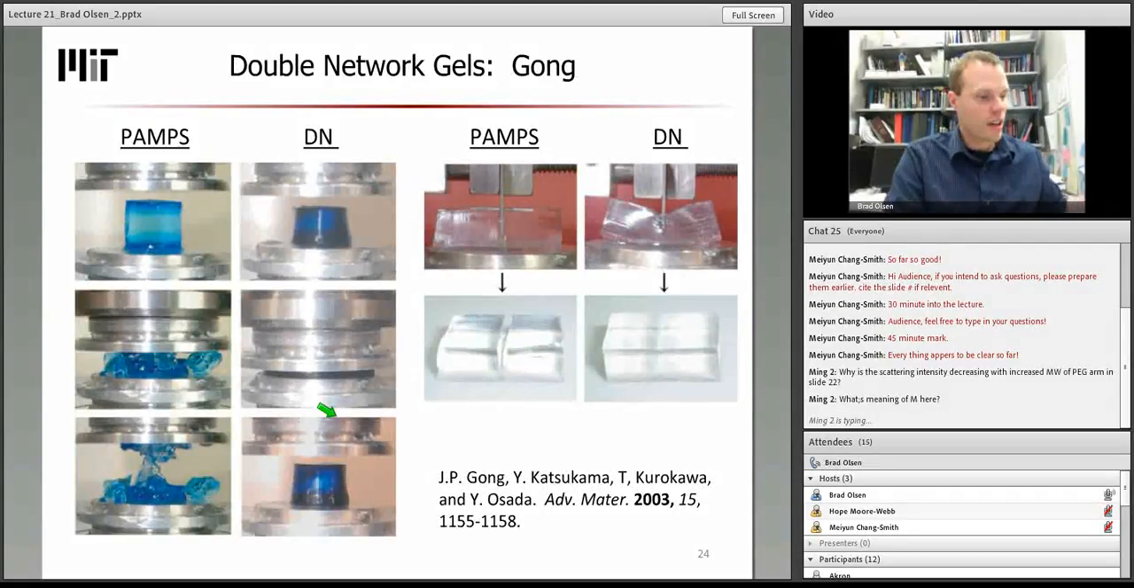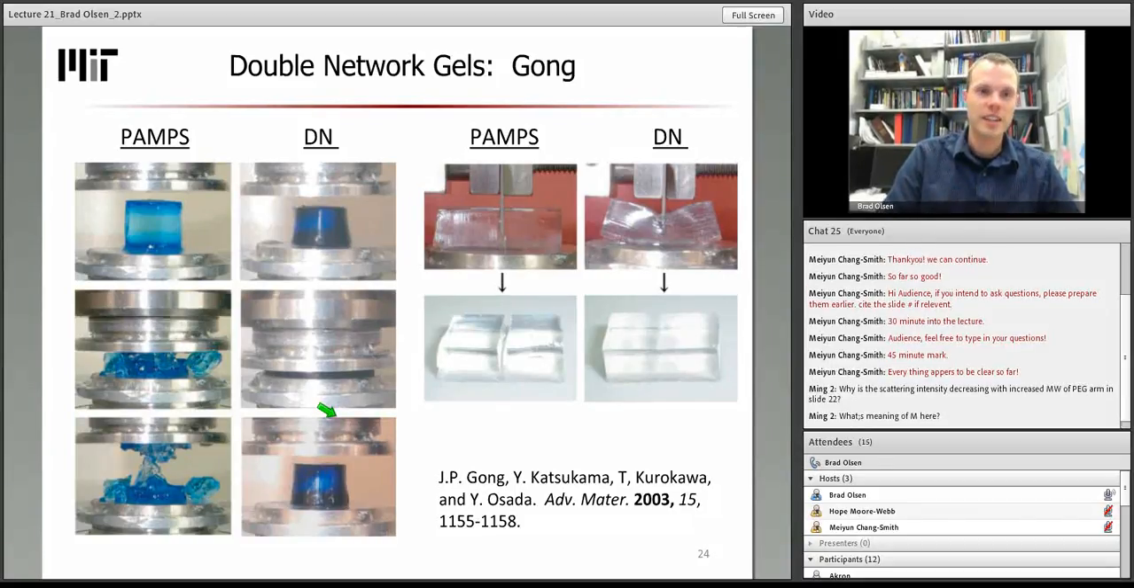Now I want to move on and talk a little bit about these double network type of materials. So these are a couple of figures that are absolutely fascinating, excerpted from a paper by Jianping Gong, where she originally disclosed the ability to make these types of double network polymers. There's two columns here. One is PAMPS, a sulfonated polymer, and the second one is a double network of acrylamide and a sulfonated polyelectrolyte polymer.